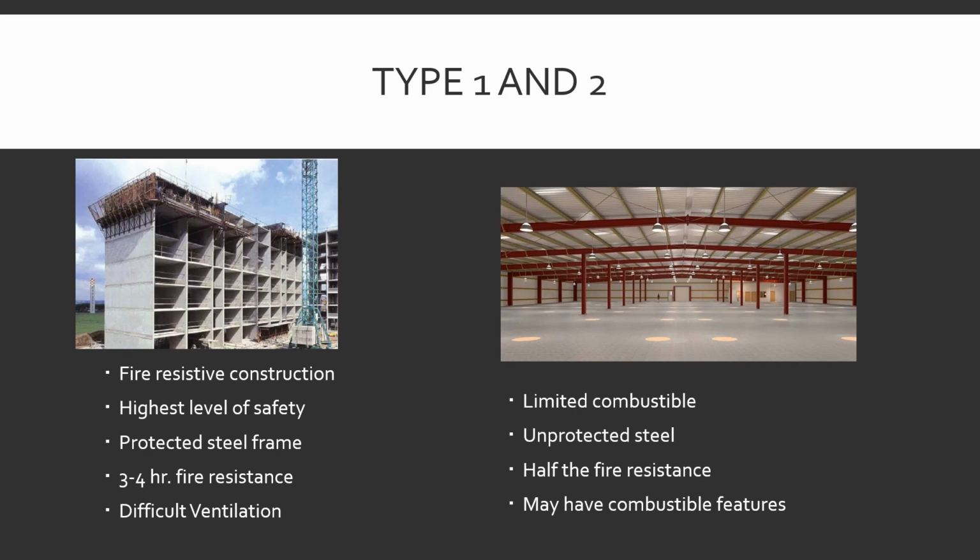On the right side of the screen, we have our limited combustible type building. The main difference between this and our Type 1 is that the structural members consist of unprotected steel. Therefore, as you can see in this image, you can see the bare metal or painted metal being the main difference, protected versus unprotected steel. These generally have half the fire resistance of our Type 1 construction, and they may have combustible features such as wood balconies and other features you wouldn't find on a Type 1 style building.